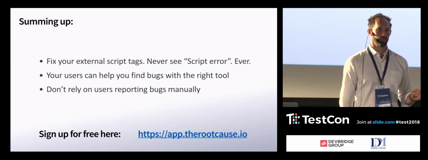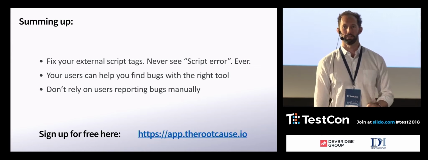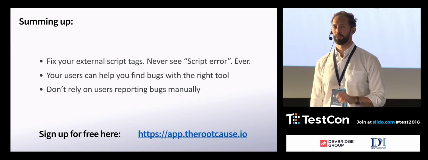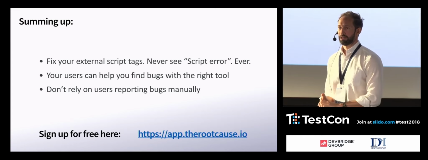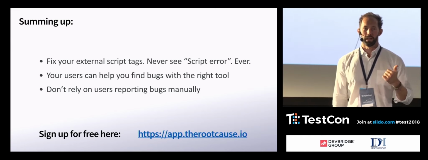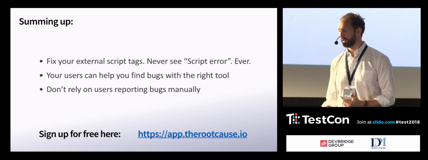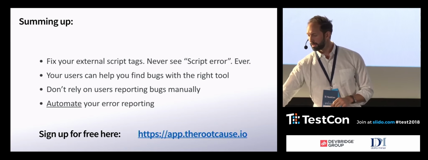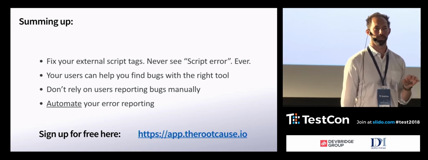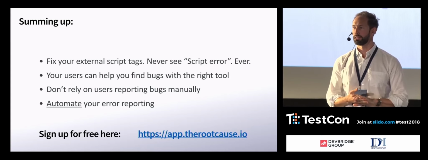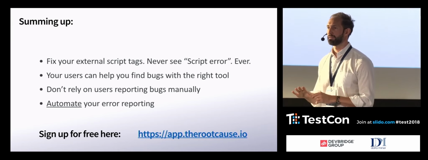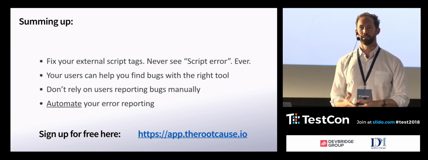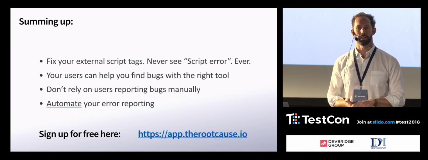And don't rely on your users reporting bugs manually. They have other things to do. Their time is precious. So if they do that, then it means either they're really angry or they love you so much. But you shouldn't rely on that. And automate. Just like we heard in the keynote, automation is really important. So you can cut out a lot of time and just have this done by the machines, and we can spend time doing other things.